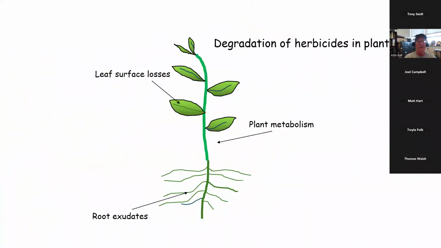Problem is, herbicides degrade in plants. They can degrade out of the roots. They can have surface losses that can be volatilized off the plant. They can be metabolized by the plant itself. So the moment it's drifted onto the plant or the moment it's in the soil, now we're working against it breaking down.